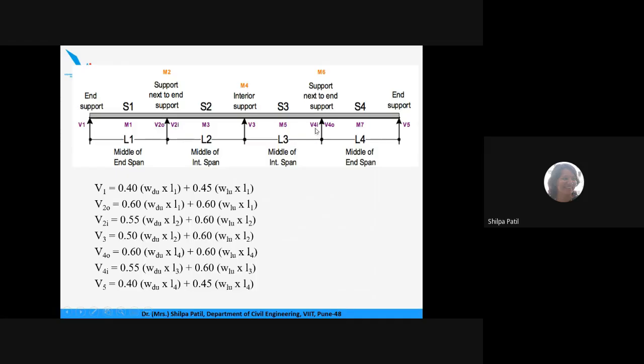Okay. Similarly here, at the fourth support, this is the outer and this is the inner. So at the supports next to the end supports, number 2 and number 4, the shear force values will be two values. One is inner and outer. Okay, V2I and V2O. What are the values for V2I?